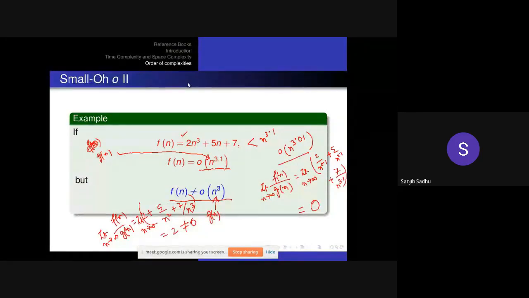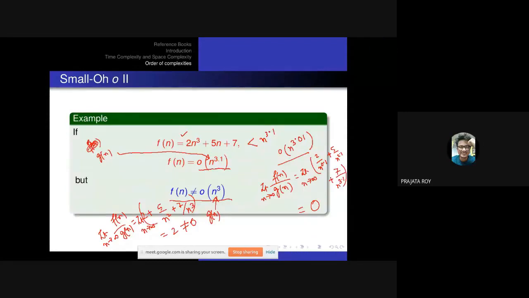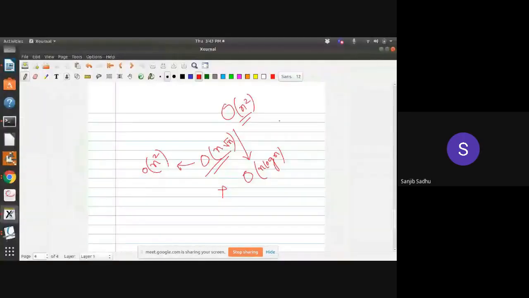Sir, but won't that be loosely bound instead of tightly bound? For example, in the case of n root n, if I write O of n square directly, won't that be loosely bound? No, you are saying that it is less than. Suppose you could not compute the exact value of it, but you are showing that it is less than n square. Whatever the complex expression is, you are saying that this is always less than some constant into n square. Okay, sir. It is small o of n square.